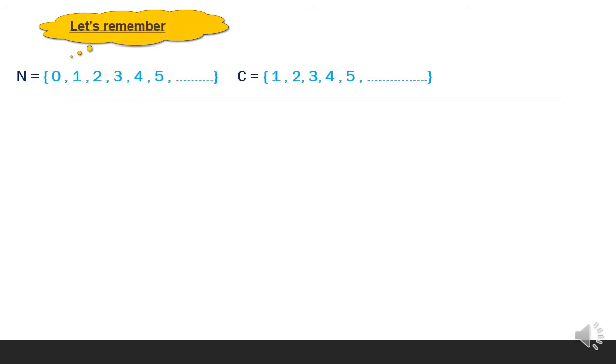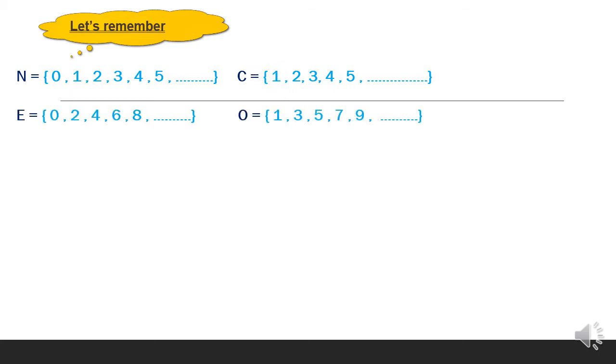First, let's remember together the sets we studied before. First, the set of natural numbers, it included 0, 1, 2, and so on. The set of counting numbers, its symbol C, included 1, 2, 3, 4, and so on. Then notice here the smallest natural number is 0 and the smallest counting number is 1.